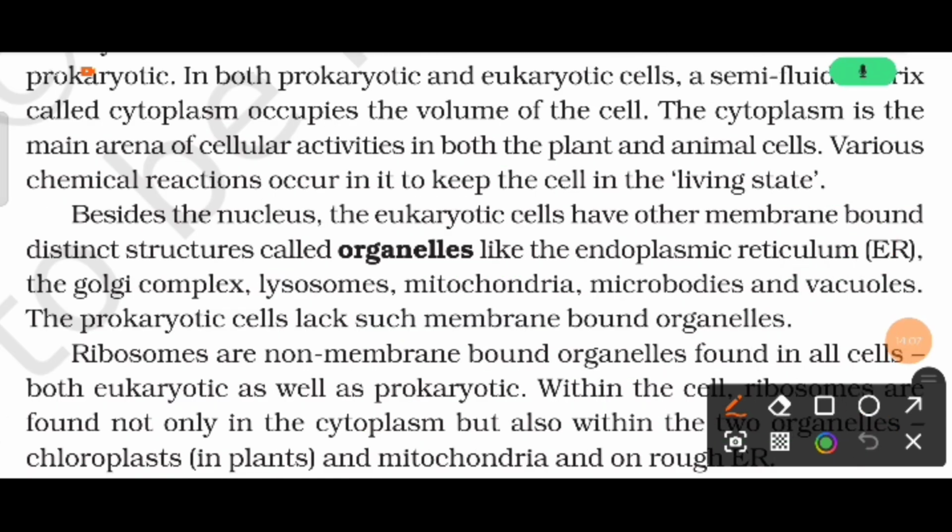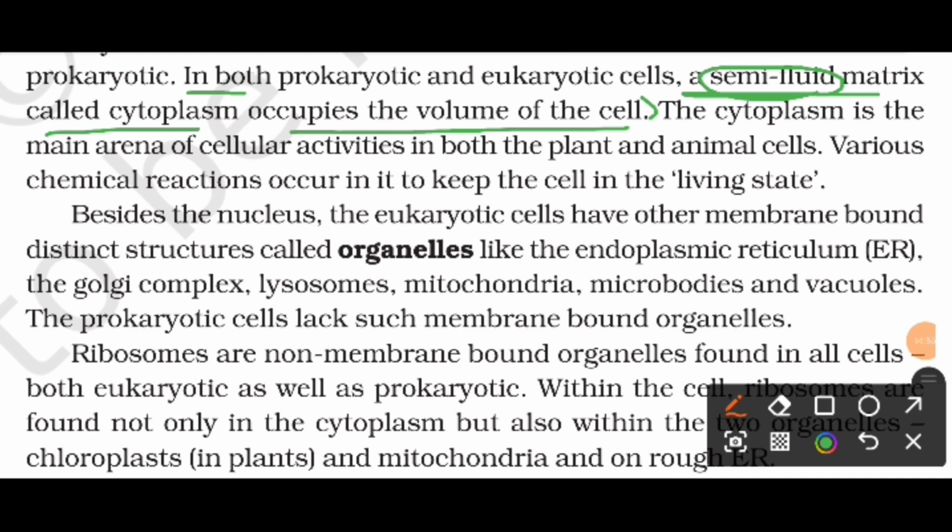In both prokaryotic and eukaryotic cells, we have a semi-fluid matrix called cytoplasm, which occupies the volume of the cell. It is a fluid, and most of the cytoplasm is water, about 72%. And so it is called a semi-fluid matrix.